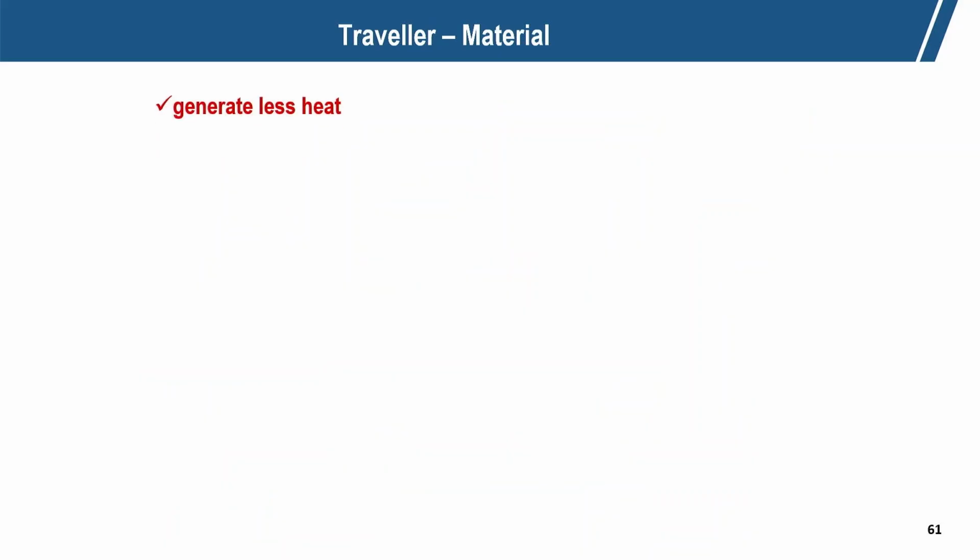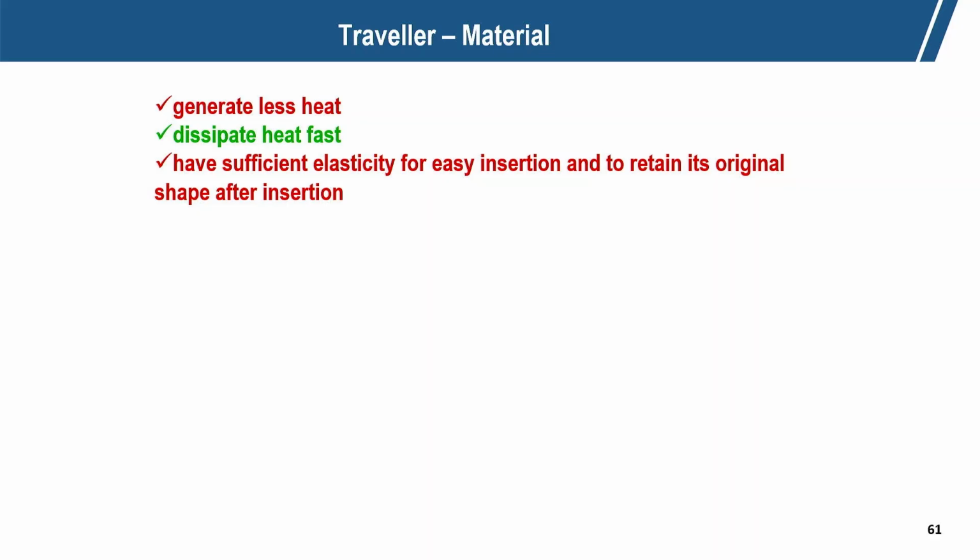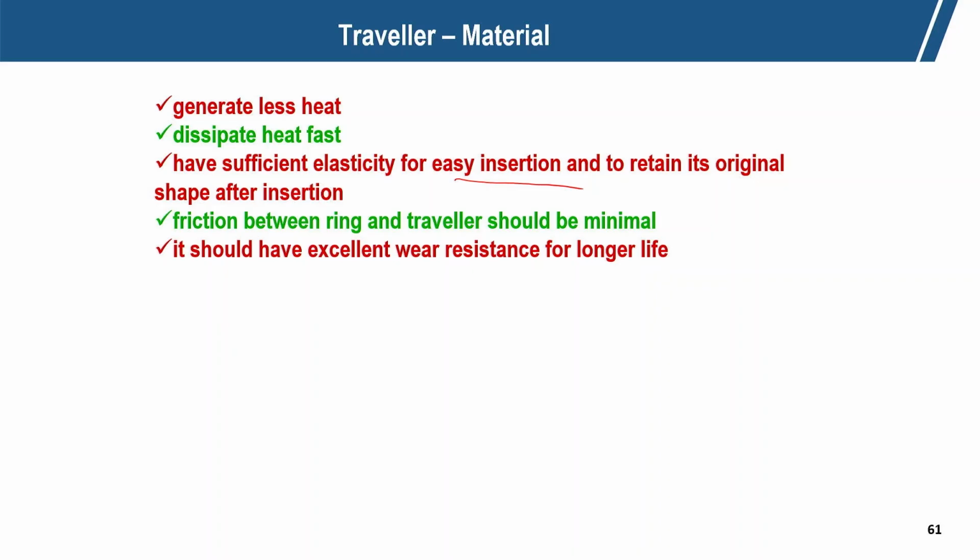Now, traveler material should generate less heat, dissipate heat fast, and have sufficient elasticity for easy insertion and retain the original shape. So, good elasticity should be there and it should be inserted easily to the ring. Friction between ring and traveler should be minimal. It should have excellent wear and tear resistance. So, wear resistance for a long time. Hardness of traveler should be less than the ring. So, it should not damage the ring surface.